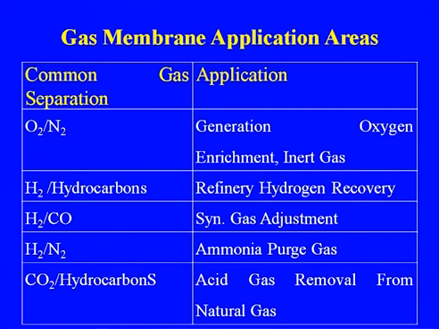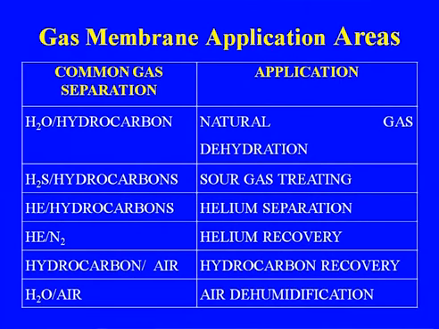Some of the processes: H2 hydrocarbon, natural gas dehydration, because the presence of moisture creates a lot of problems in natural gas, and that has to be removed. So this process can be used. H2S hydrocarbon for sour gas treating, meaning the treating of sour gases, we can use the membrane process. Helium hydrocarbons, helium separation, helium nitrogen, helium recovery, hydrocarbon air, hydrocarbon recovery, hydrogen air for air dehumidification.